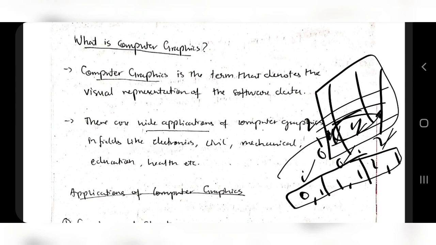As well as we can set this color by using RGB. What is the value of R, what is the value of G, what is the value of B, that will also be stored and applied to each pixel.